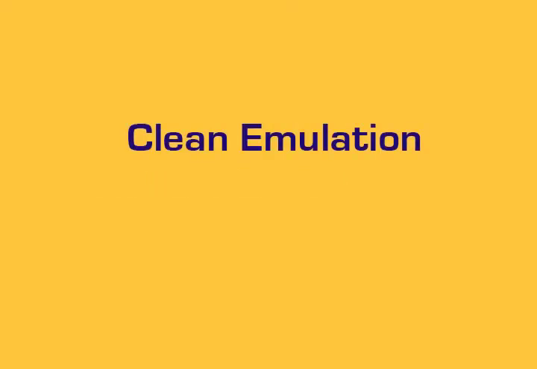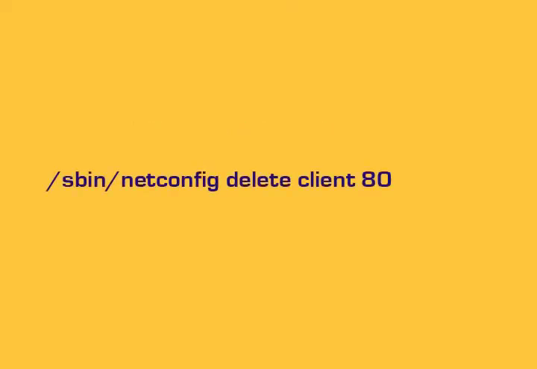Once you are done with your experiment, you should remove the emulated link previously installed. To do that, you can run the command /sbin/netconfig delete client 80 to clean up your rules. Otherwise, it will be removed automatically after a timeout of approximately 1 day.